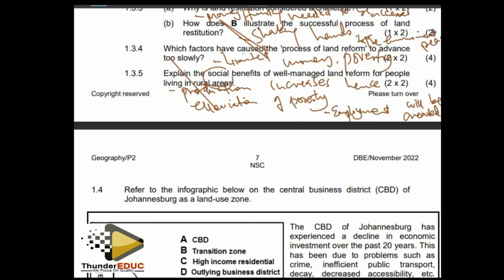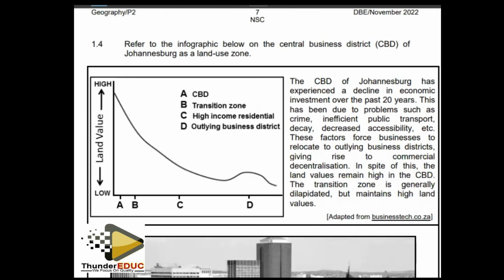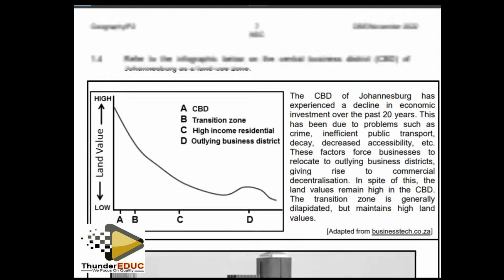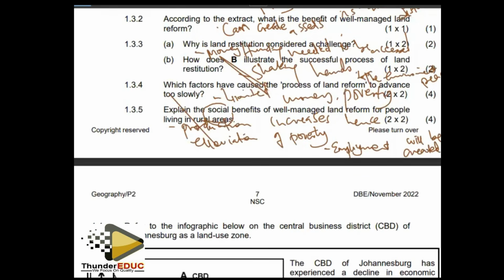So we are done with 1.4. I mean 1.3. So we are going to 1.4. Okay, 1.4. Now in 1.4, we have to interpret the infograph. And this infograph is talking about the Central Business District of Johannesburg as a land use zone. Let us try to interpret it. Let us try to understand it.